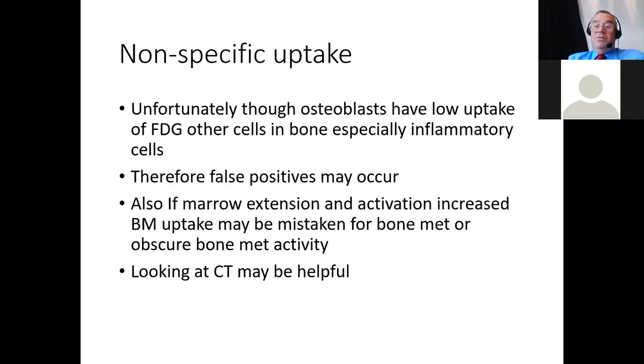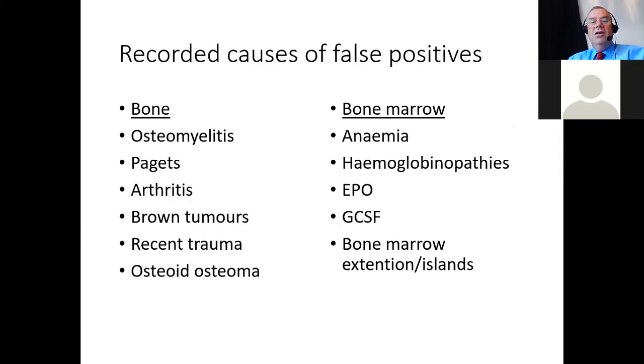You can get non-specific uptake of FDG. It's not specific to cancer. Anywhere where there's an increased metabolic response in any kind of healing situation or inflammation, you can get false positives. The CT can often be helpful to look at that. If, for example, you're doing an FDG PET study and there's an obvious fracture, particularly in the ribs, with low-grade FDG uptake, you're normally pretty happy this is due to a fracture.